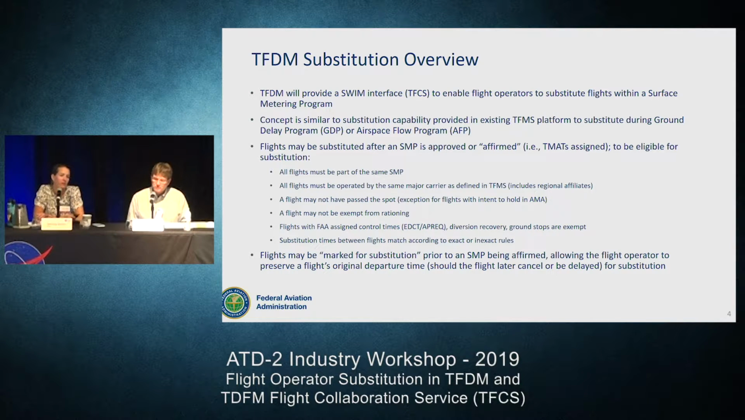So we have a use case for this, and essentially the flow of information is that prior to a program actually being affirmed, flight operators would put in that mark for substitution as a message for that flight. That flight has to be, like Mike said, marked prior to that cancellation going through. If you simply cancel the flight, then TFDM would try to fill in that slot with a flight, whether it's yours or your airlines'. If you don't have any flights available to move into that slot, then it would go out to the general pool demand at that airport that is affected by the SMP.